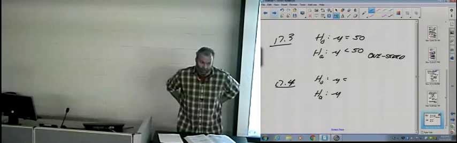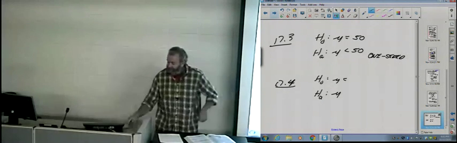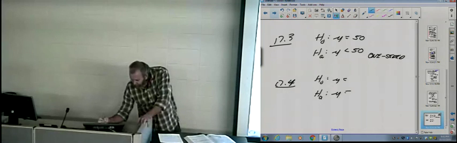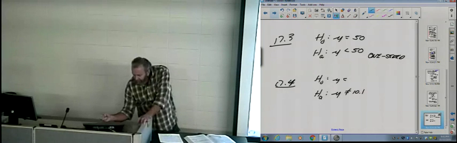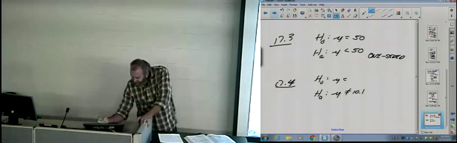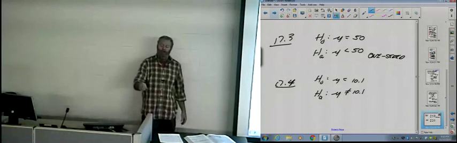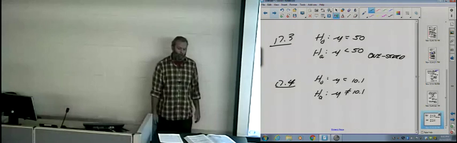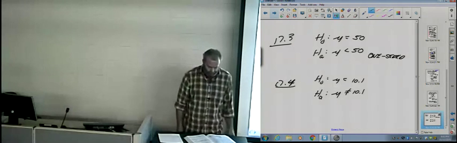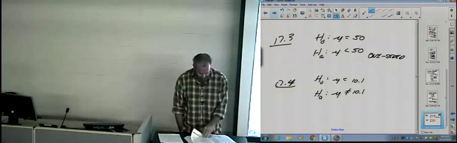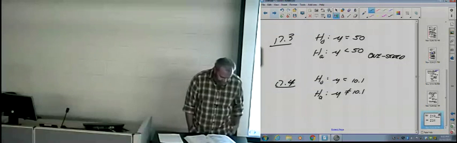Not 10.1 means different from 10.1, which means not equal to 10.1. If that's 10.1, the null is mu, the true conductivity, is equal to 10.1. Okay.